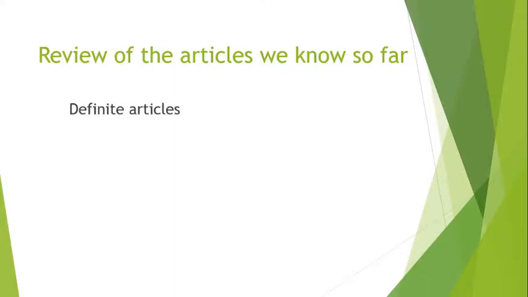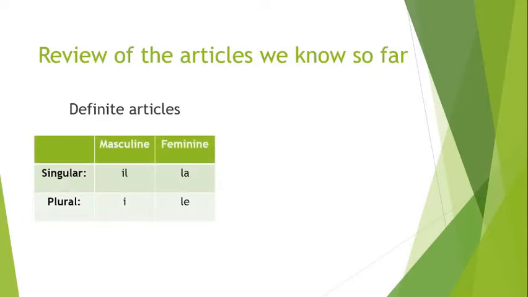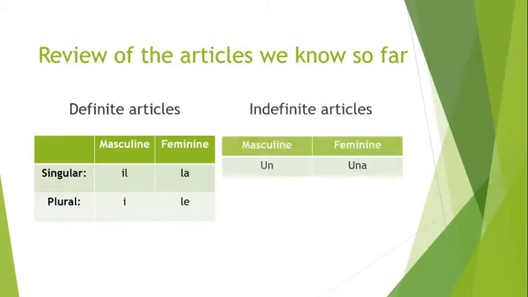We learned that there were definite and indefinite articles, right? And definite articles, which are "the" in English, we learned that they are separated by gender and by number, right? So il, la, i, le. We also learned that there are indefinite articles, which are like "a" or "an" in English. And these are just like the other ones by gender, un and una, right? So these are the basic articles that we learned.